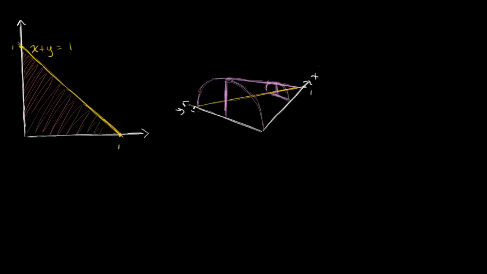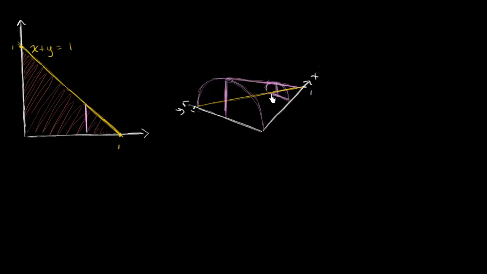And what we know about this three-dimensional figure is if we were to take cross sections that are perpendicular to the x-axis, so cross sections, I guess we could say, that are parallel to the y-axis. So let's say we were to take a cross section like that. We know that this will be a semicircle.